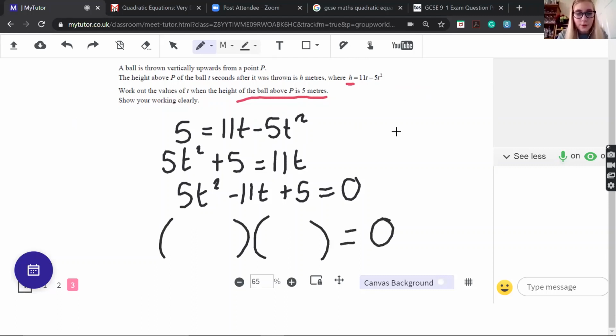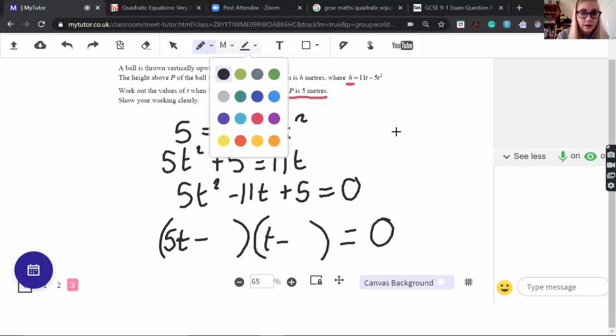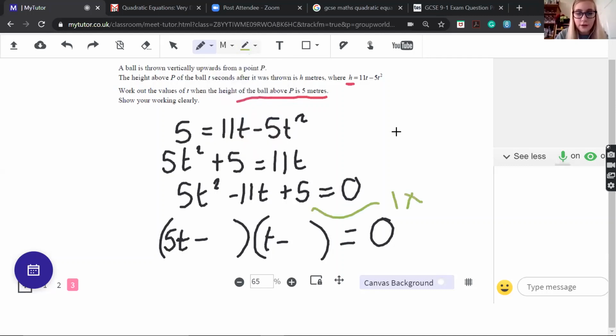We know that this is going to be 5t and t. We know that they're going to be a minus and a minus. And we know that our numbers are going to have to be 1 and 5. So at least we'll find out quickly if this doesn't factorize. Which it doesn't, does it? That's really helpful. That's really great. That means we can pretend I planned this.